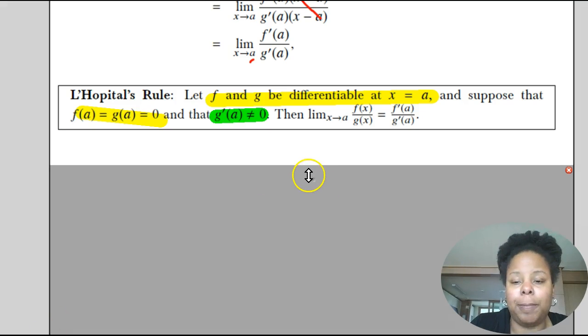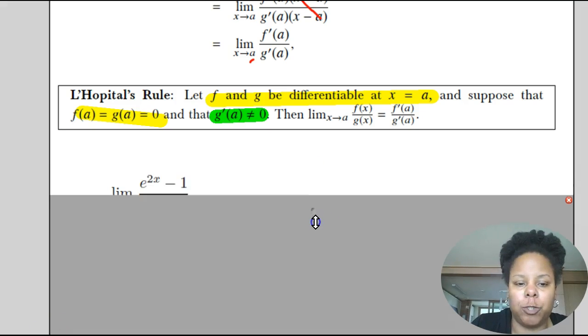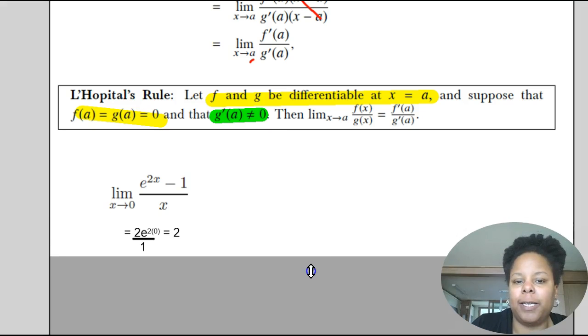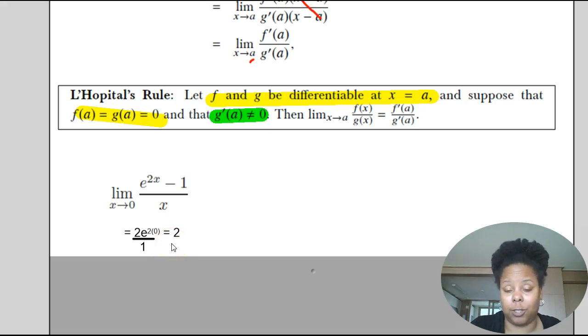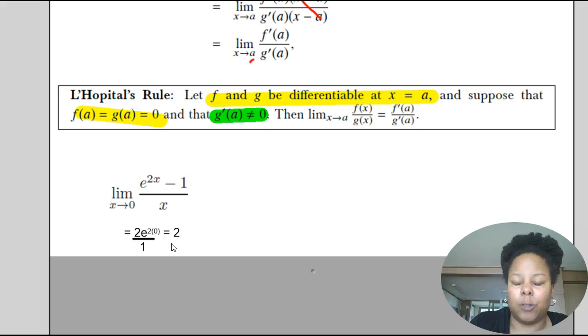So when we apply L'Hopital's Rule to our original problem, we find that we can take the derivative of the numerator function, which is 2e to the 2x, and the derivative of the denominator function, which is 1, and evaluate them at A, which in our case is 0, and we end up with the answer being 2, which is consistent with what the graph of the function was doing as x approached 0 as well.